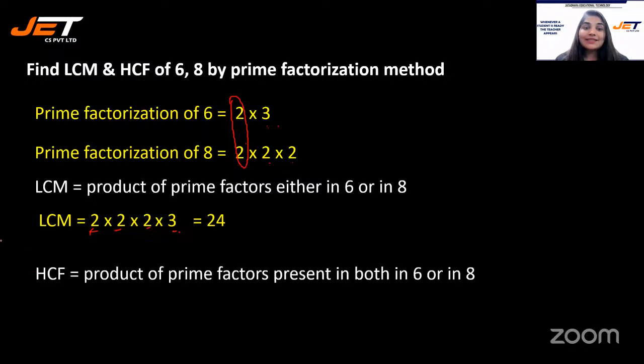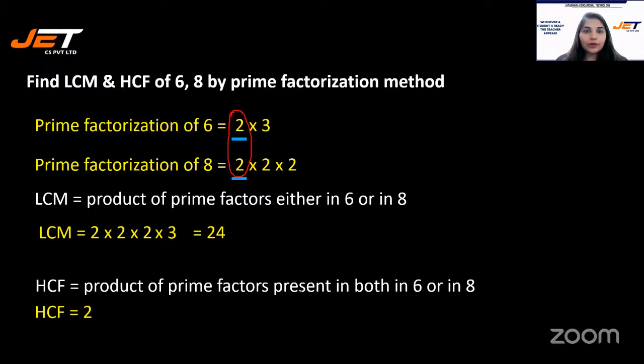Yeah. And HCF is a product of prime factors present in both 6 and 8. How will it go? It will go like, you are able to make only one pair. It's 2. HCF is 2. LCM is product of prime factors either in 6 or in 8. And HCF is product of prime factors present in both 6 and 8. Okay, so basically you have to make a group. That's what you can say. Right?